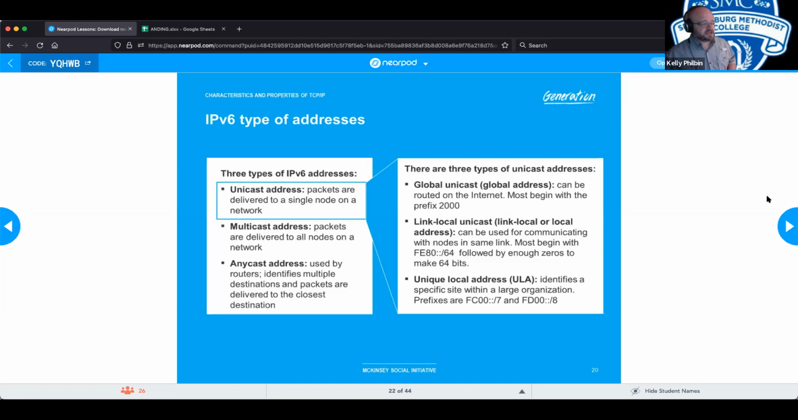Questions so far? Again, this is mostly a definitional understanding with IP version 6. It's much heavier in IP version 4, that type of information. Predominantly they focus on compression with IP version 6, and then identifying a few addresses, like understanding the FE80 as the link local, your 2000 as your global unicast, FC00 and FD00 being your ULA or unique local address.